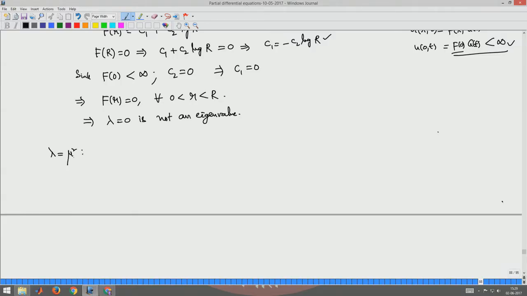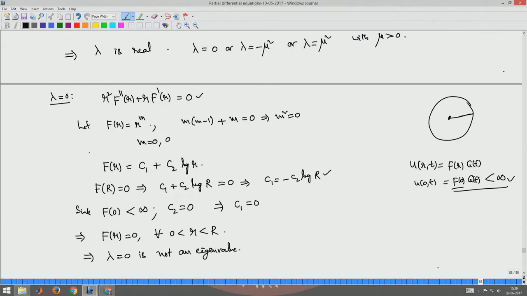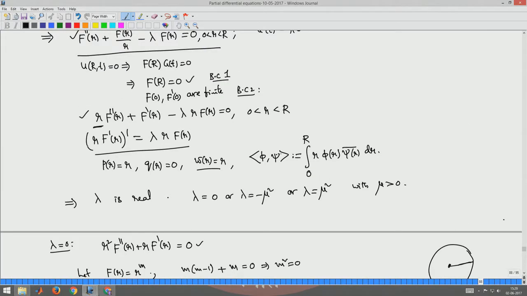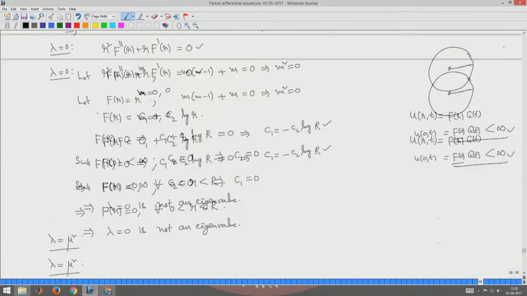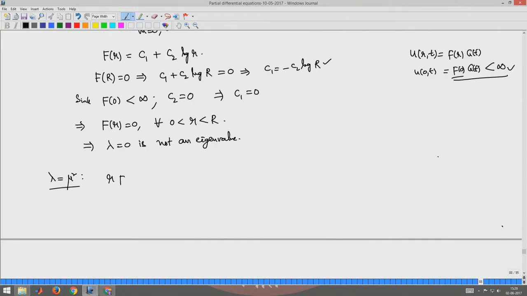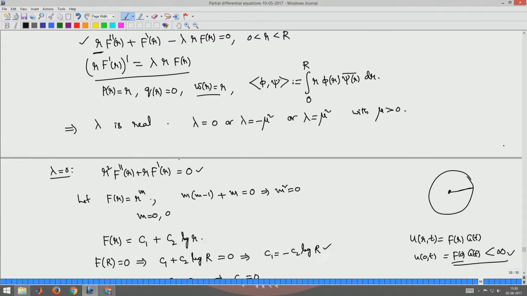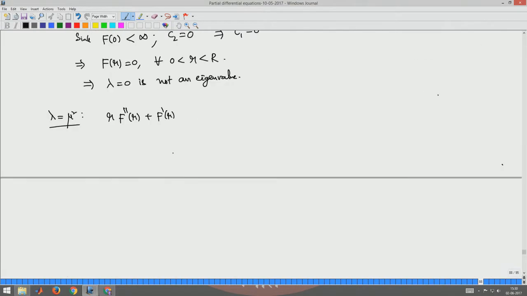So, let us consider lambda equal to mu square. Then the equation becomes r squared f double dash plus r f dash of r, and what you have is minus lambda, equal to mu square, so minus r squared mu square f of r equal to 0. This is the equation. If you multiply by r on both sides, you have r times this, r squared mu squared.